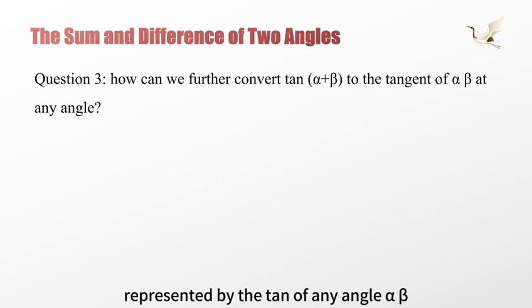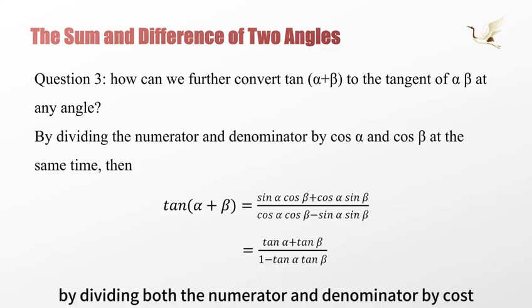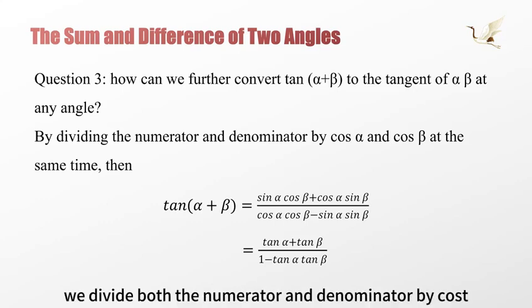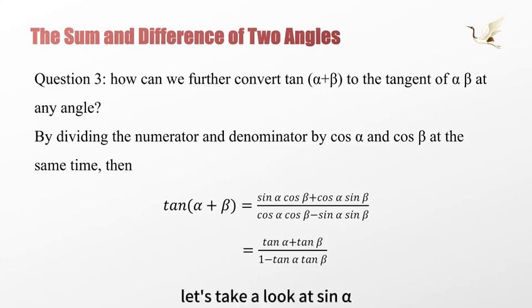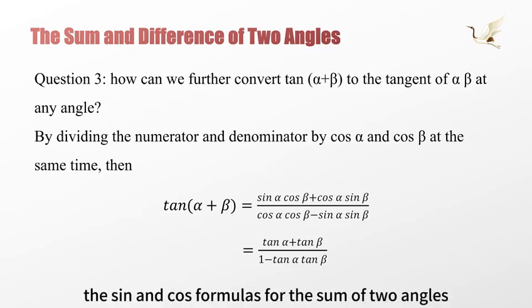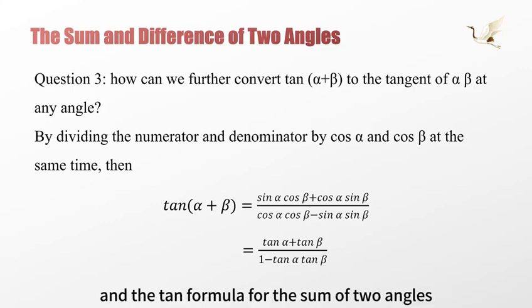How do we further convert it into the tangent of the sum of two angles represented by the tangents of alpha and beta? We convert by dividing both the numerator and denominator by cosine alpha cosine beta. Taking sine alpha cosine beta divided by cosine alpha cosine beta gives tangent alpha. Similarly, the second term yields tangent beta. Below, we obtain 1 minus tangent alpha tangent beta, which gives us the tangent formula for the sum of two angles from the sine and cosine formulas for the sum of two angles.